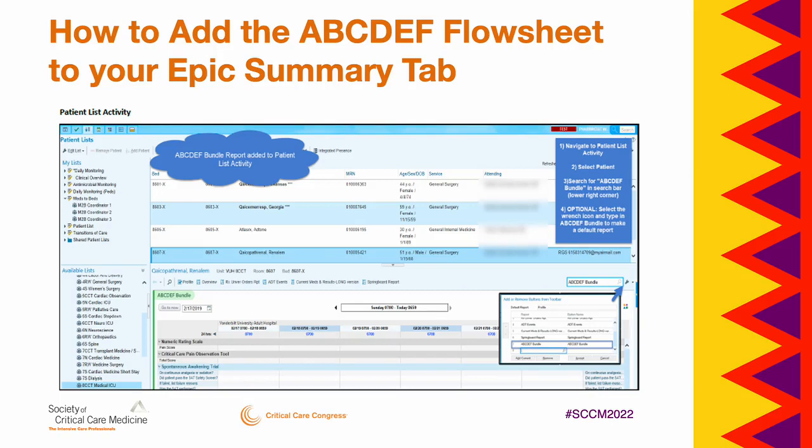is EPIC. But one thing that we added was the ability to add the ABCDF flow sheet to the EPIC summary tab. So essentially how you do this is to navigate to the patient list activity, select the patient, and then search for the ABCDF bundle. And then you can actually select the wrench icon and type ABCDF bundle to make this a default report. And I've done this into my EPIC, which makes it really easy because all I have to do is click on that icon and then I can easily see the whole ABCDF report for that individual patient.